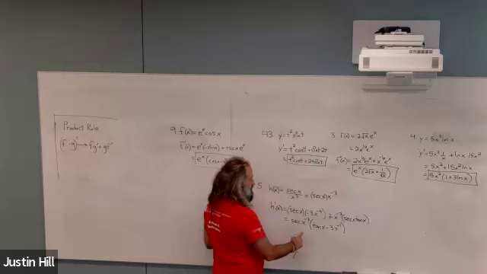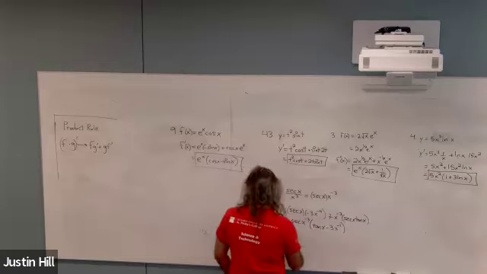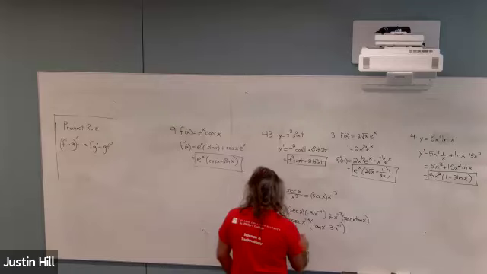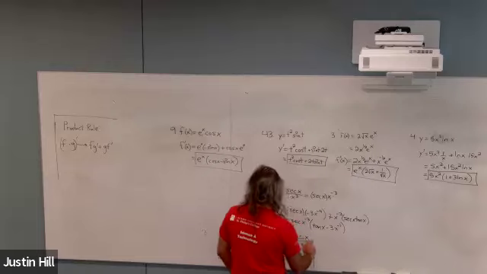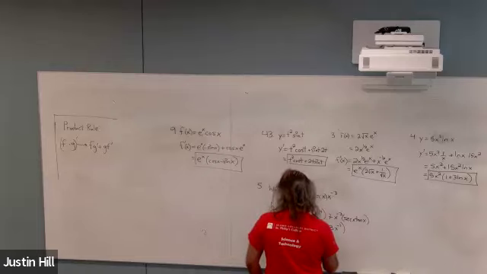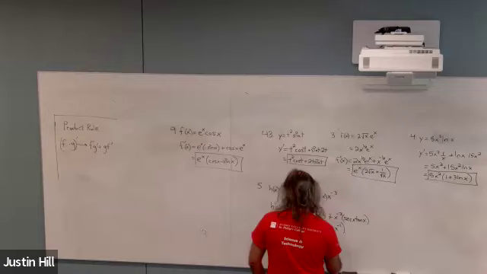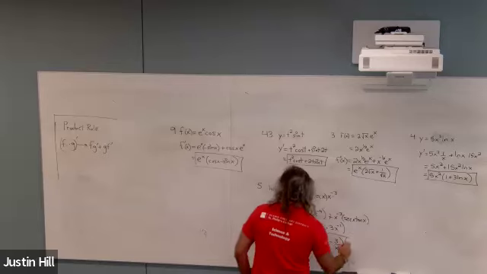Then I'm just going to convert these x to the negative powers into their fraction equivalents. So it'll be secant x over x cubed times tangent x minus 3 over x. That's our derivative.